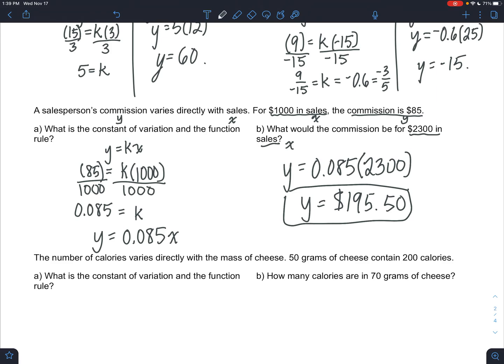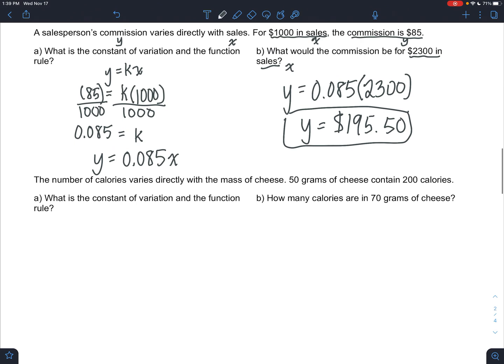Okay? Let's do that one more time. So I'm going to label the stuff for you, and then I want you to try it on your own. So if the number of calories varies directly with the mass of cheese, calories should be y and cheese should be x. So when I say 50 grams of cheese, that's an x value, and this is a y value. So we know the problem told us it's a direct variation. And we have to figure out the function rule. So how would you solve for k, and how would you write the function rule? Pause and try that.